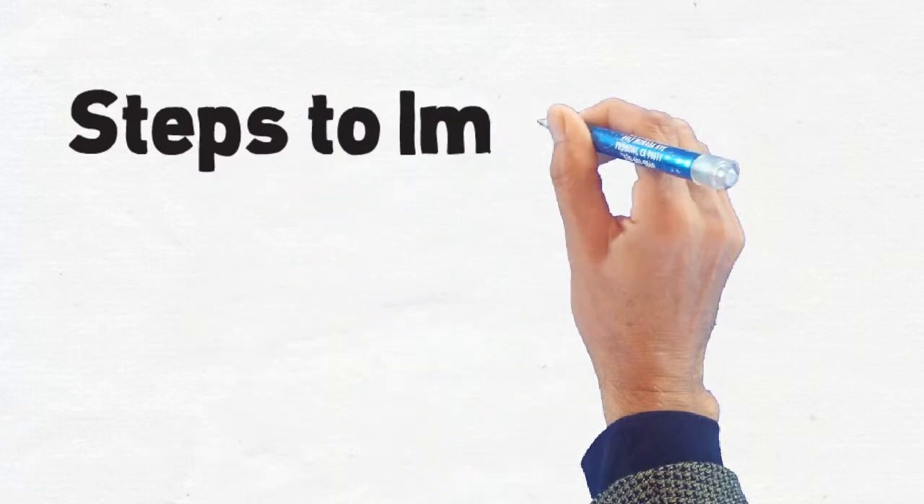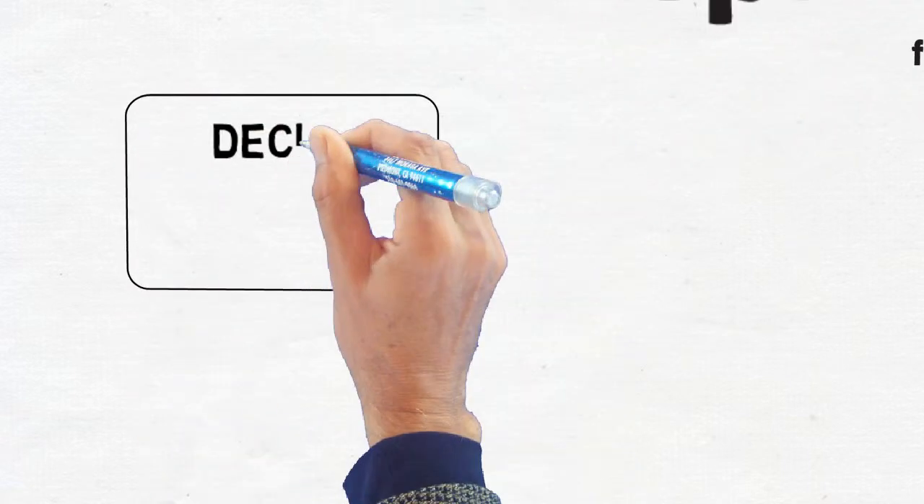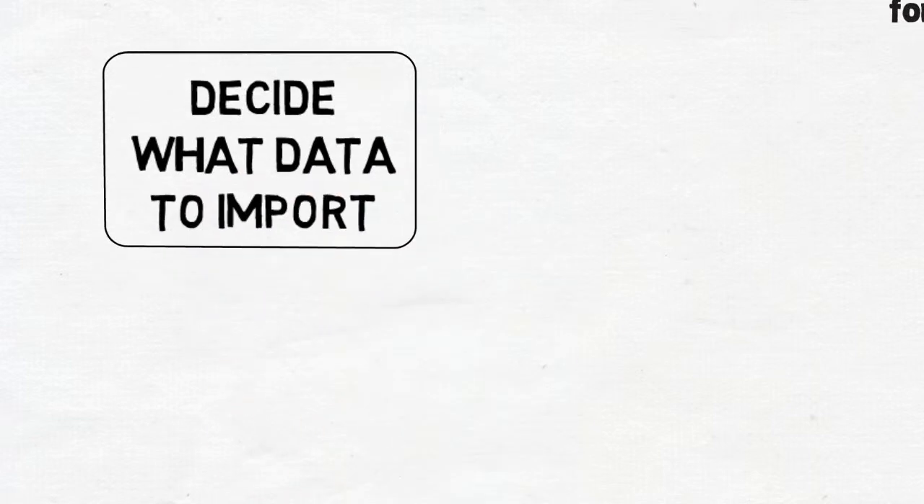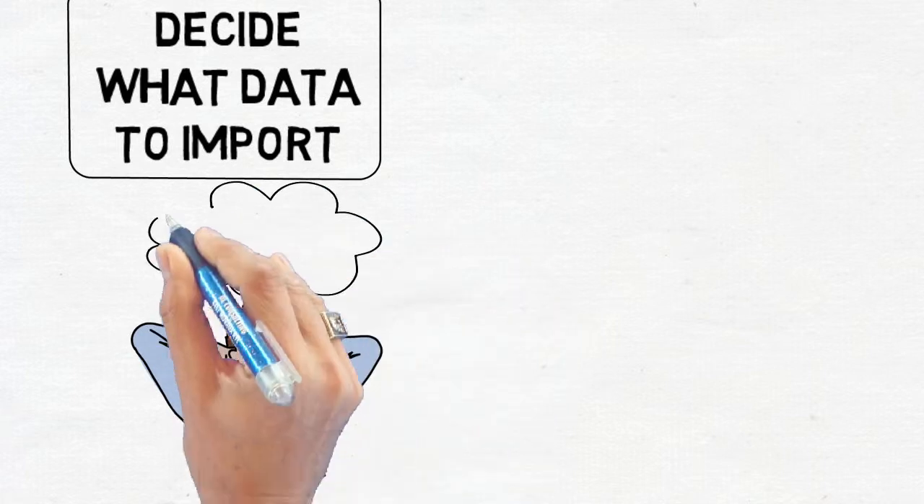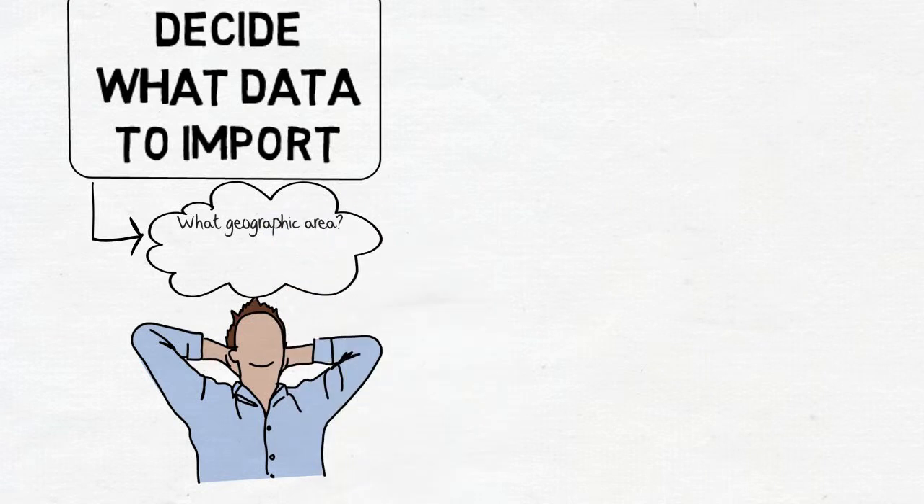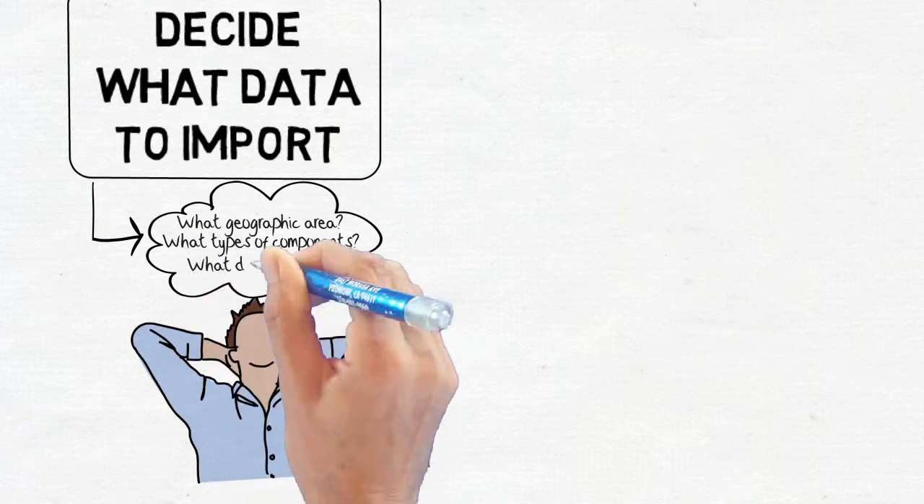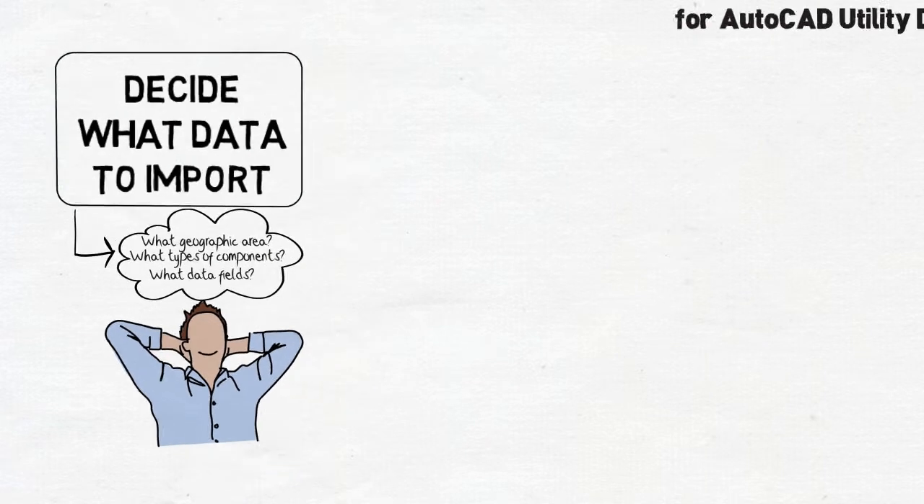In this video, I want to present the overview of the process to import existing data into AutoCAD Utility Design. The first step is to decide what data you want to import. This is really important and something you should sit down and think about. Specifically, what portion, what geographic area of your service territory is needed for the project, and what components within that portion actually need to be imported. And then you may have lots of information on each component, but in reality, what data fields do you actually need for the design work? Once these decisions are made, you can actually begin the import process.